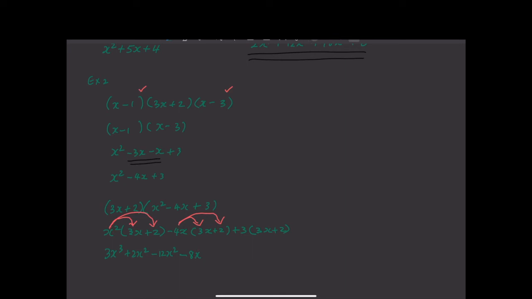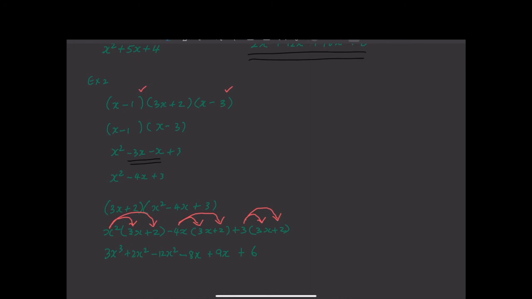We then move to the next bracket. We're going to multiply positive 3 by positive 3x, which will give us positive 9x. We're then going to multiply positive 3 by positive 2, and that will give us a positive answer of 6. Remember to always check over, because this method is a little rigorous and you can make mistakes within your steps.